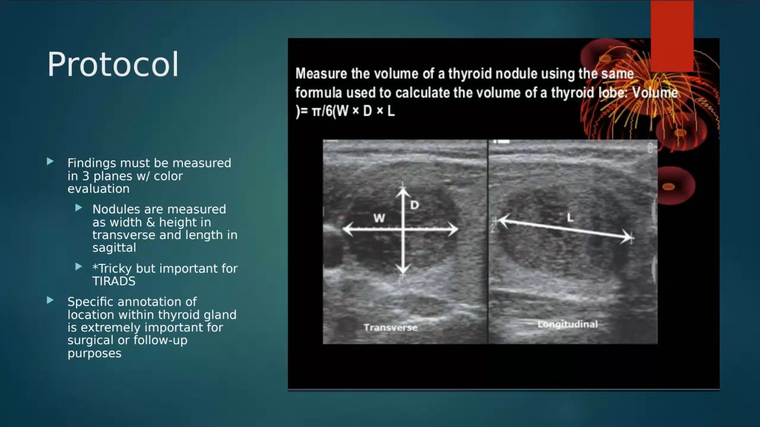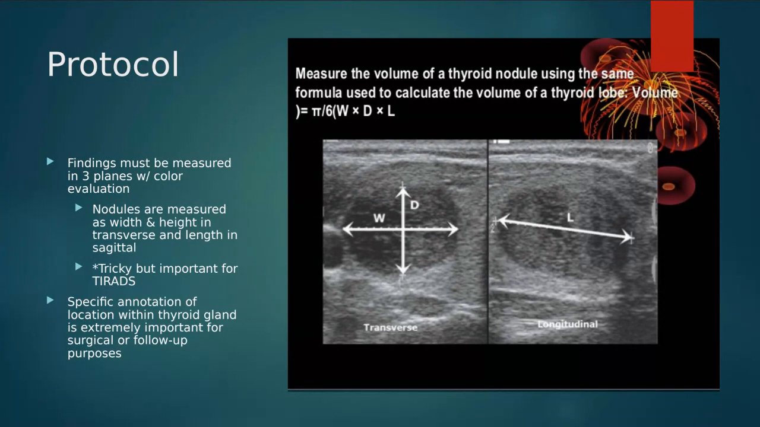So when we have nodules in the thyroid, we're going to learn all about them in our pathology lecture. But when we have nodules, they're going to be measured as width and height in transverse and length in sagittal. So it's kind of opposite of what we've learned so far. We've said up until this point that sagittal is going to be your length and your height, and your transverse is going to be your width. Well, when we're doing thyroids, for some reason, we like to do our length in sagittal, that's still the same, and our height and width in transverse.